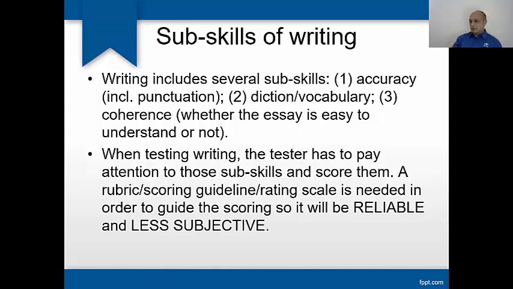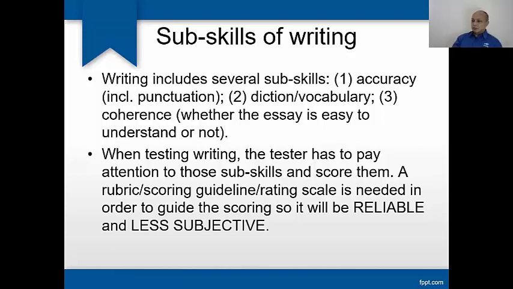So you have 3 subskills here: accuracy, which is grammatical accuracy, the vocabulary, and then the coherence, the extent to which the writing is easy to understand or not. So when testing writing, the tester has to pay attention to those subskills and then to score them. Again, when you read a piece of writing from your students or from test takers, you have to pay attention to those subskills: the grammar, the coherence, the choice of words, probably the style, and some others.